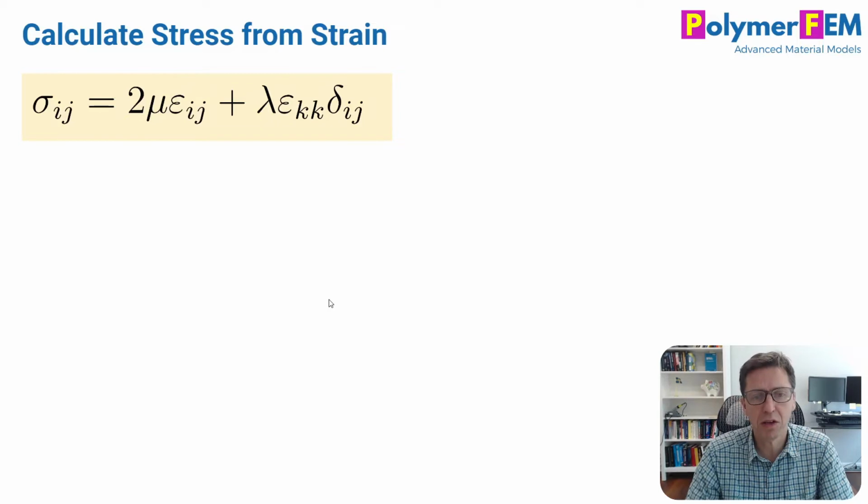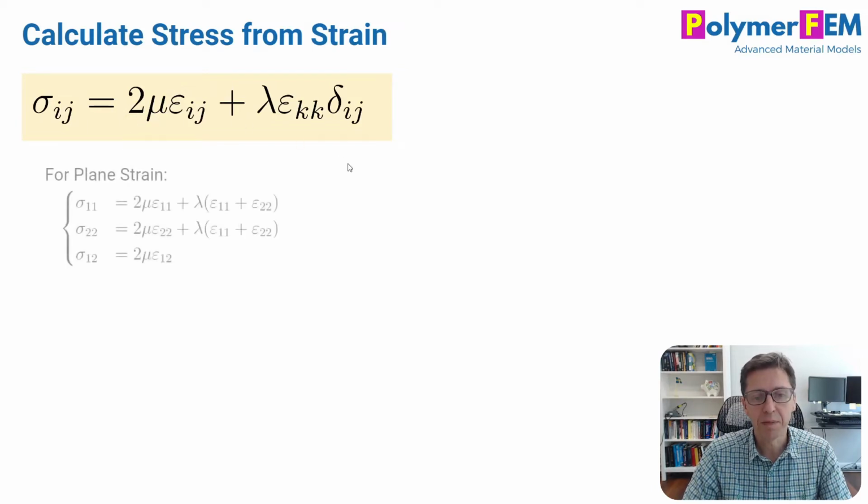Last time I showed how we can calculate the strains from nodal displacements. And if we know strains, we can always calculate stresses, in this case using Hooke's law. Since we're focusing on linear finite elements, we can use a linear elastic representation. And now here's one equation for that. It's written in terms of mu and lambda. And for plane strain, which is the focus of our series here, the stresses can be calculated from the strain components, as shown here, directly from this equation.